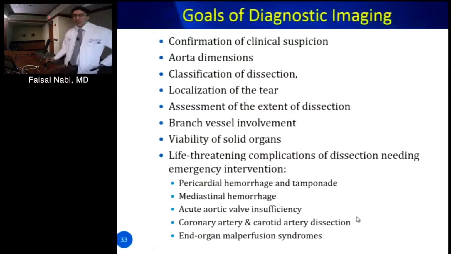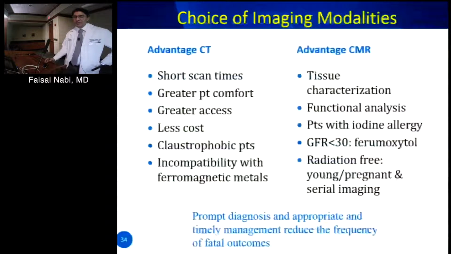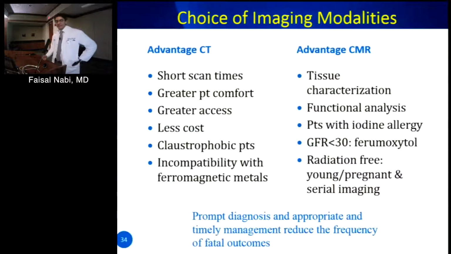What are the goals of imaging? Of course, it's to confirm the diagnosis, make measurements, classify, localize, assess the extent, look for branch vessel involvement. Is there viability of the end organs, and rule out any concomitant life-threatening complications. Now, just a quick word: how do you choose between CT and CMR?